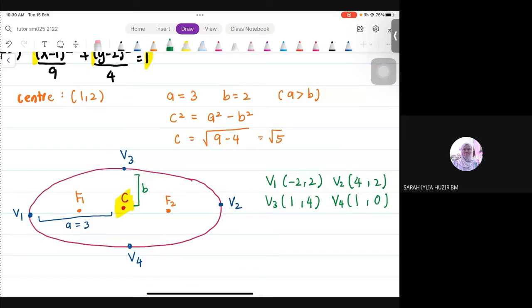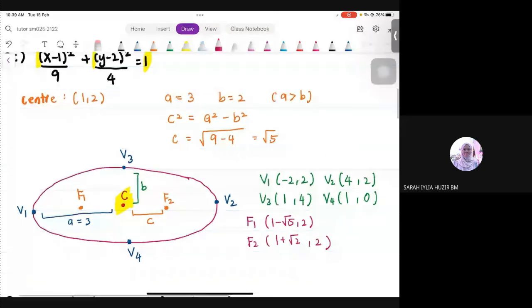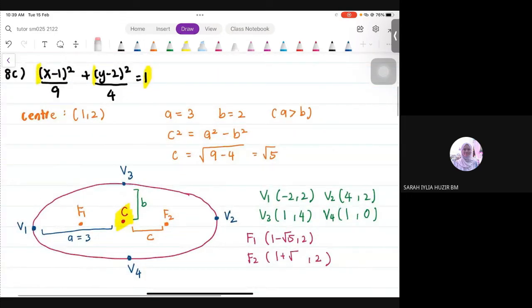And then last one, for foci, distance would be huruf C. C just now, set 5. Okay, sama juga X coordinate yang akan shift, Y coordinate would be fixed. So, for F1, so when it's involving set, take exact value. Jangan ambil decimal. So, dia akan jadi je 1 minus set 5, 2. And then for F2, 1 plus set 5, 2. Settle. Dapatlah semua koordinat. Habis cerita. Saya salah tulis. Sebut set 5 tapi tulis set 2. Sorry. Set 5.